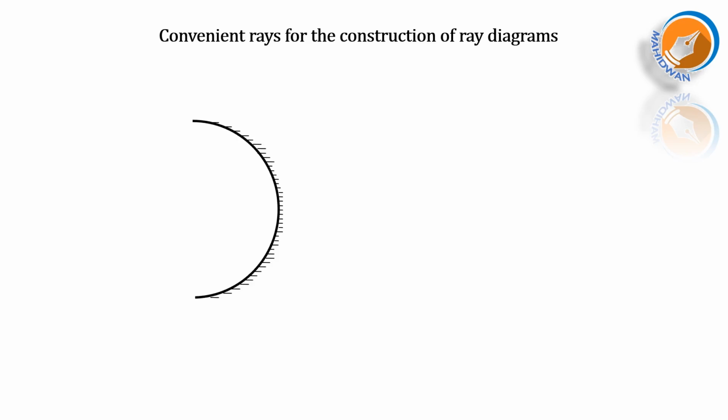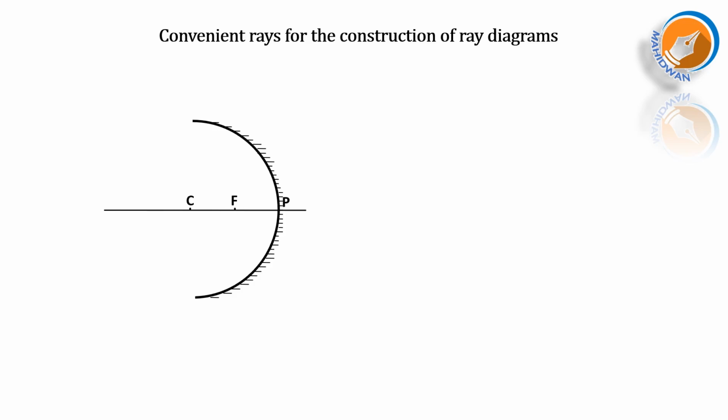Now we are going to draw the ray diagrams, but before that we should know certain rules, like which rays are supposed to be drawn. We can call it rules to draw the ray diagrams, or very simply, convenient rays for the construction of ray diagrams. So let us start with a concave mirror.